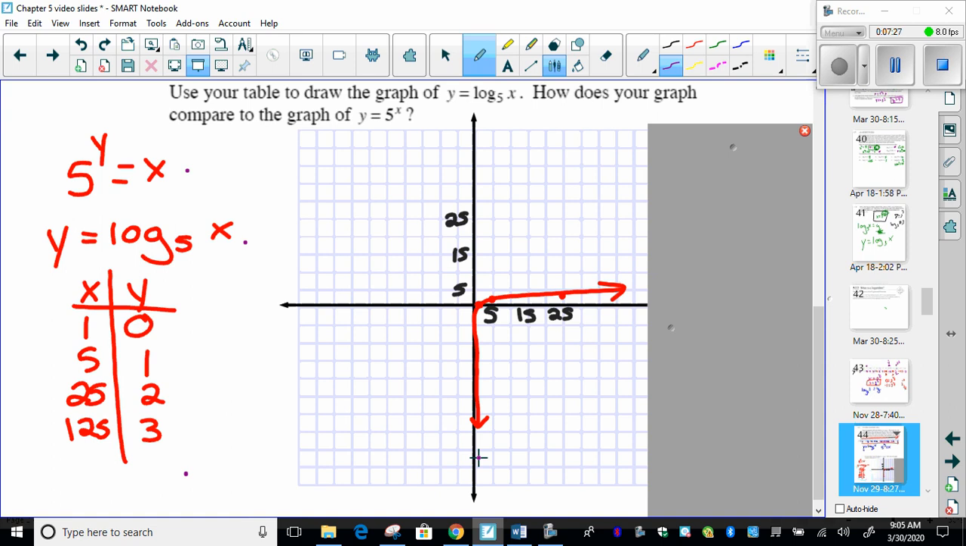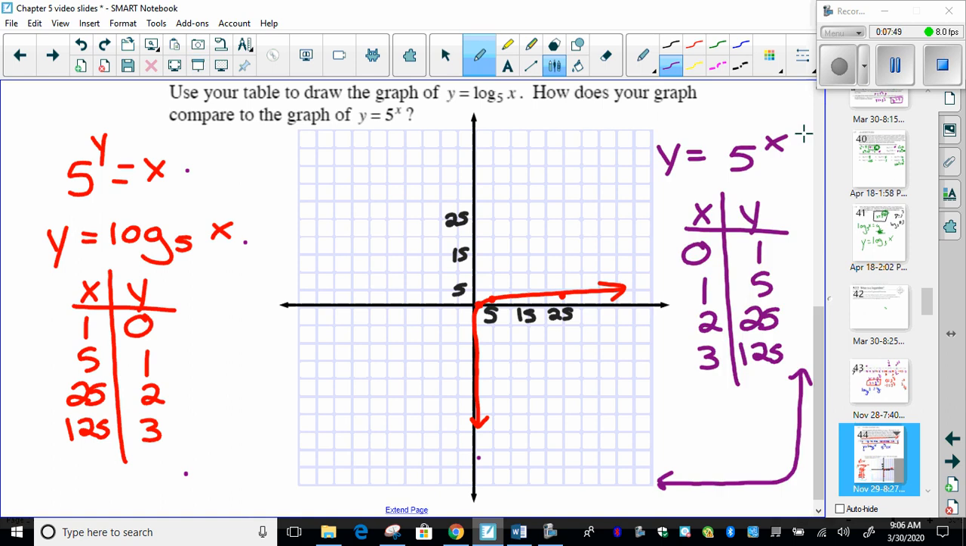Now what we're going to look at is how does that graph compare to y equals 5 to the x? The inverse. Is a graph and its inverse the same? No. A graph and its inverse, their tables, the x's and y's switch. Their graphs reflect over the line y equals x. They are not the same. So you need to be careful so that you don't think they are the same. So therefore, this is the inverse. See how I interchanged my x and y? Here it was x equals 5 to the y. Here it's y equals 5 to the x. These are not the same. They are inverses of each other.